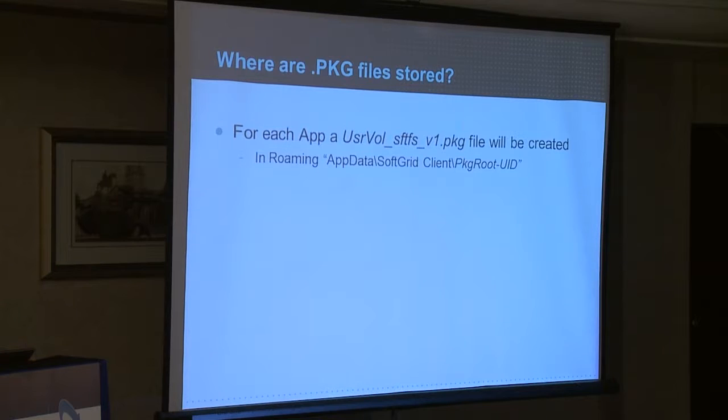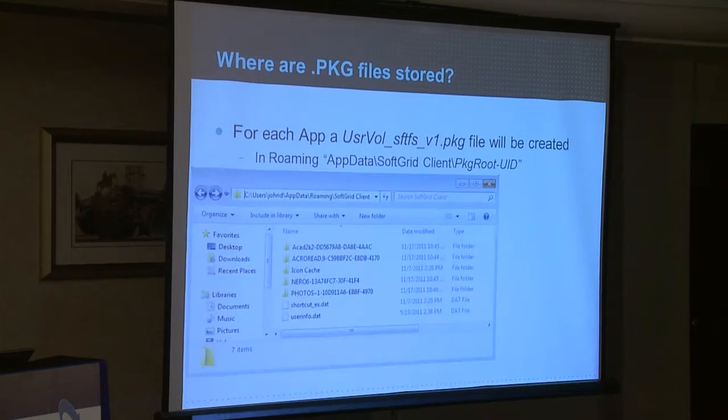So where are those PKG files stored? Well, they're stored per default. I will go into the different options you have a bit later, but per default they are stored in the roaming application data folder, in a SoftGrid Client folder, as mentioned before. So for each application you launch, a specific folder will be created, and that is a part of the package root name you sequence the application to, per default on Q, plus the package GUID. So that's a combination you see.